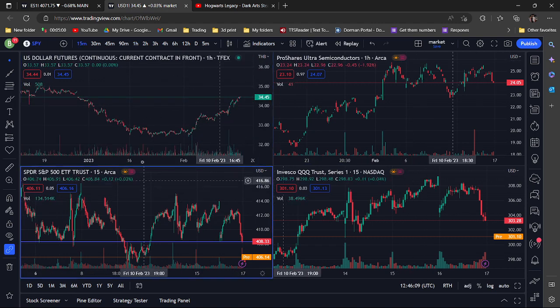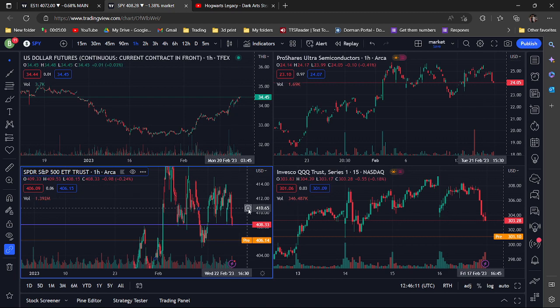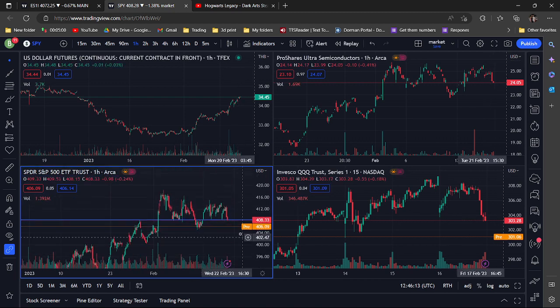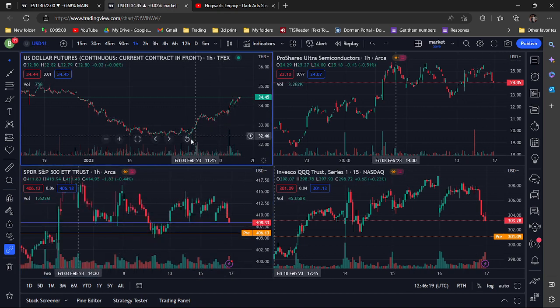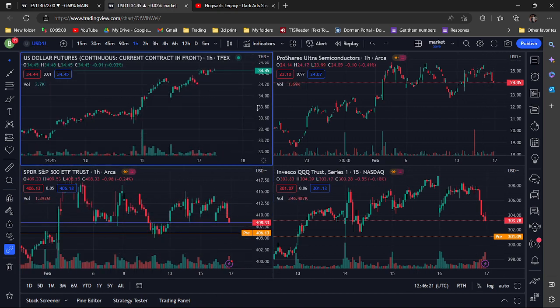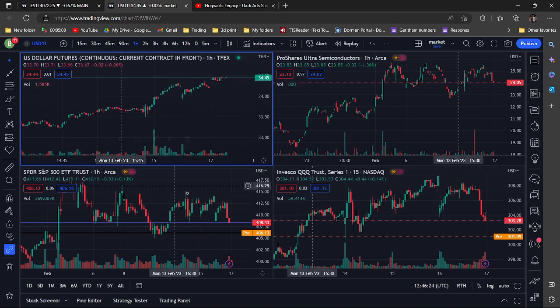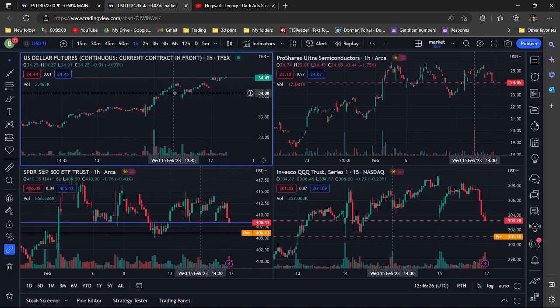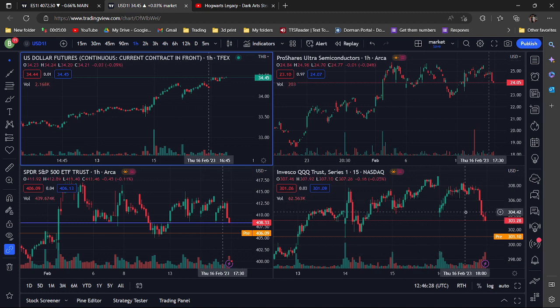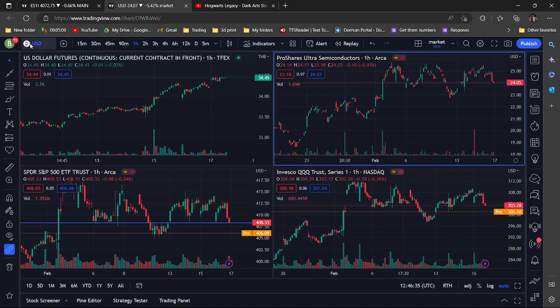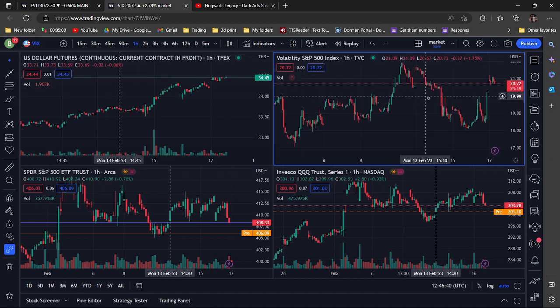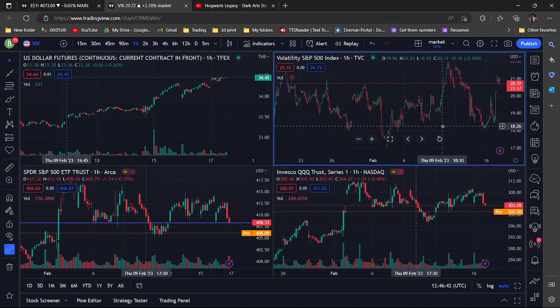Is it an hour? Oh, we'll go an hour for this one. Make so everything lines up. All right, here we go. Yes, as you see, as we're dropping, it's rising. And same over here. This is supposed to be the VIX. Volatility index. A fear index.